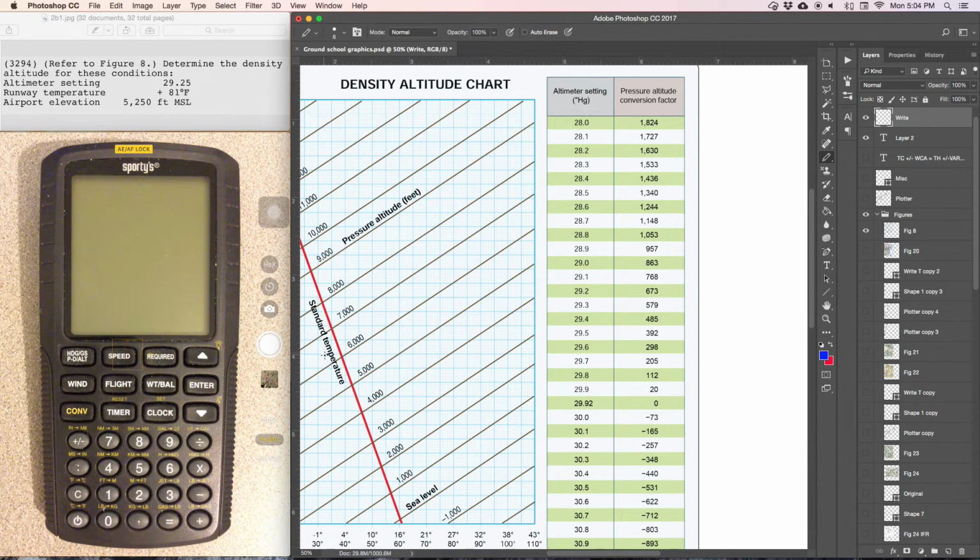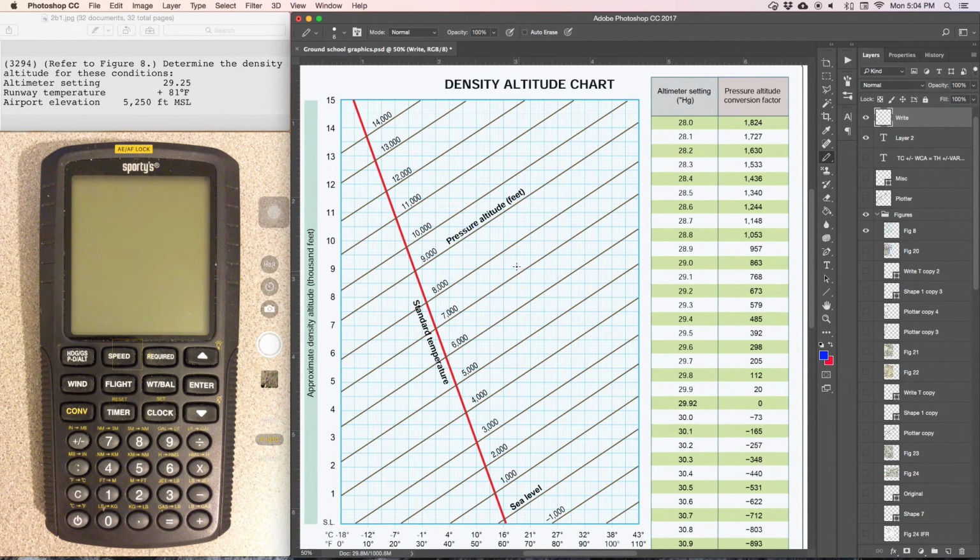a non-pressure altitude. So this first chart uses pressure altitude. Now pressure altitude is the altitude read off the altimeter when it's set to 29.92. Well, what we can see from the problem is that the altimeter is actually set at 29.25. So we can't start with this chart because we don't have pressure altitude yet.